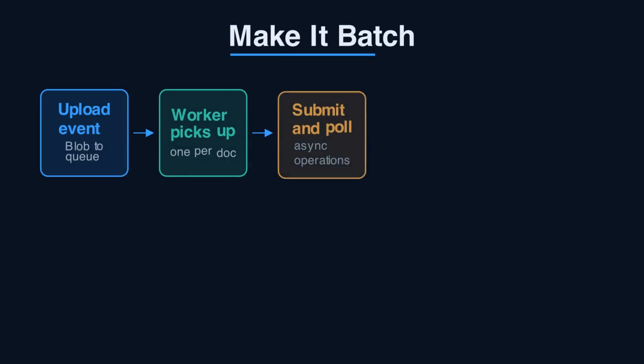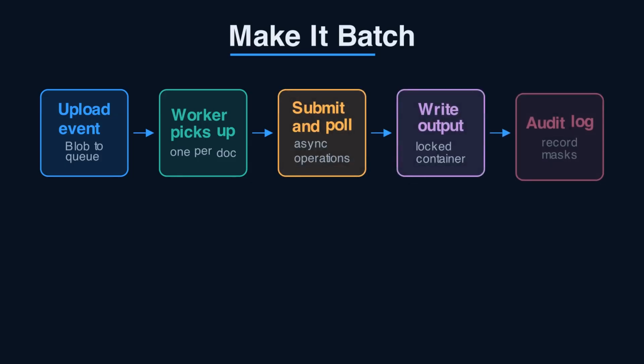Scale it with a queue-driven design. A blob upload fires an event onto service bus. Each worker handles one document independently and idempotently. Both APIs support async operations, so submit and poll. Run workers on container apps or Azure functions. Store redacted output in a separate, locked container. Write an audit record of every entity you masked. Never overwrite the original source file.